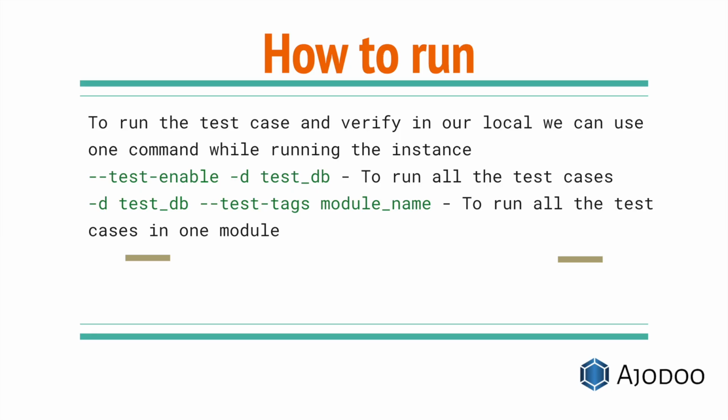And how to run the test cases. To run the test cases and verify locally, we can use one command while running the instance. This is the command: --test-enable -d, followed by our database name. It will run all the test cases in our Odoo, including our custom and the default test cases. If we want to check only our own test cases inside our custom module, we can use --test-tags and our module name. That will only run all the test cases in our module.